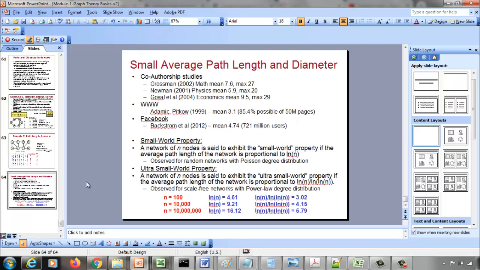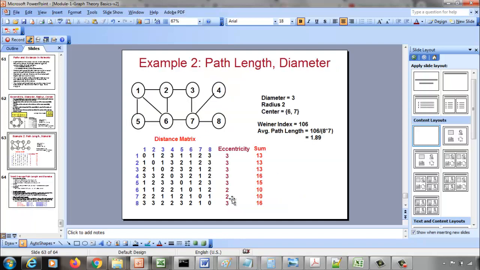If the numbers are reasonably large, let's say 100, then as long as the denominator log n is greater than or equal to 1, this ratio will be less than log n. If the denominator log n is less than 1, this ratio will be greater than log n. Then it doesn't make sense to talk about ultra small world property. So for the small graph that we have here, and also in exam 1, we'll just test for small world property, not for ultra small world property.